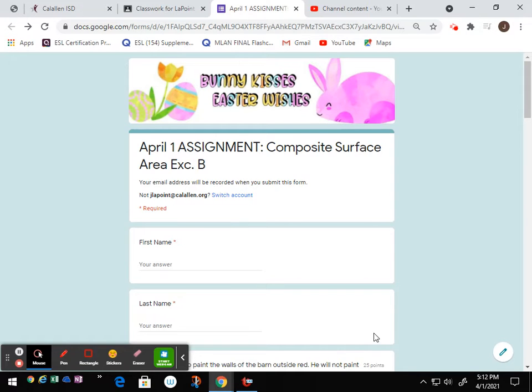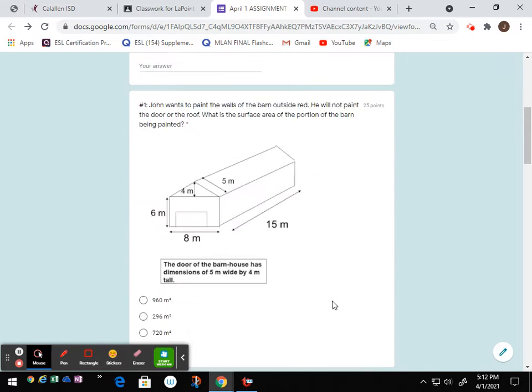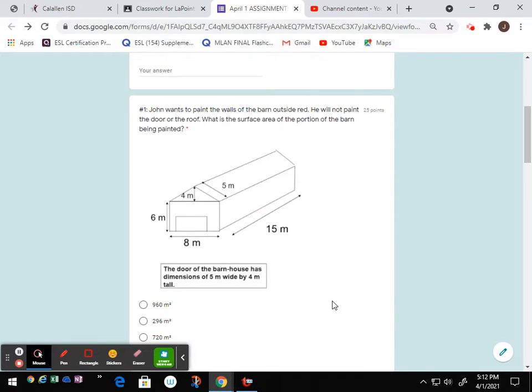This is the video going over the April 1st assignment, Composite Surface Area Exercise B. We're going to start off with question number 1. Number 1 says, John wants to paint the walls of his barn outside red. He will not paint the door or the roof. What is the surface area of the portion of the barn being painted?